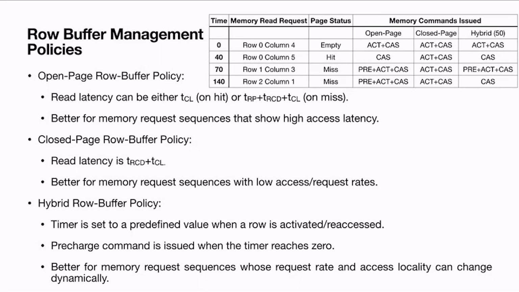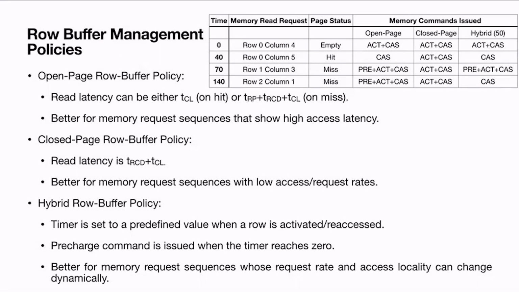So now I incur pre also, because I have to close this and then open the other. At 70, I opened row 1. From 70 plus 50, that is up to 120, the row is going to be there. But at 140, I received another request, which means by that time I had already closed this page. For 140, there is actually a typo: I just put cast, but the last one is act plus cast.